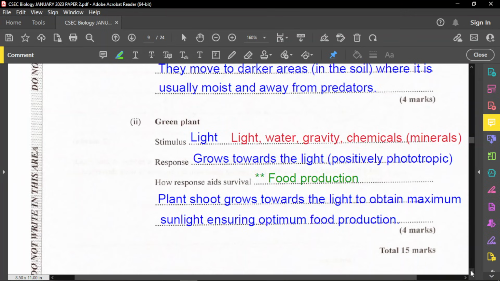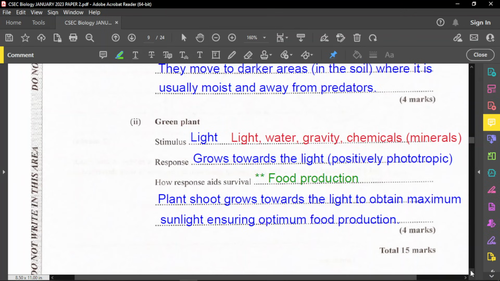All right, and for green plants, there are many stimuli here, and the one in blue is the one I'm focusing on, which is light. So we have light, we have water, we have gravity, we have chemicals, which are minerals. All right, and even touch for certain plants, which is thigmotropism. And so the response will be the plant will grow towards the light, or I can say growth towards light. And this is termed a positively phototropic response.